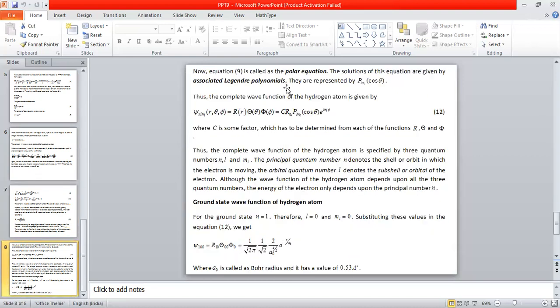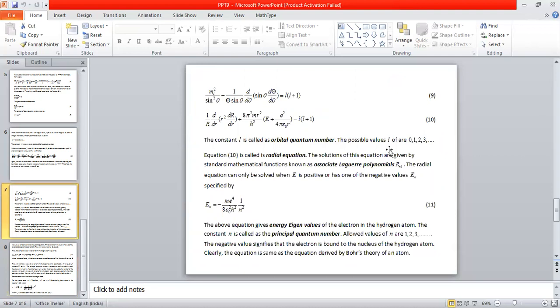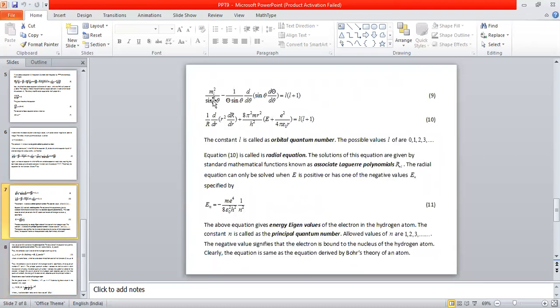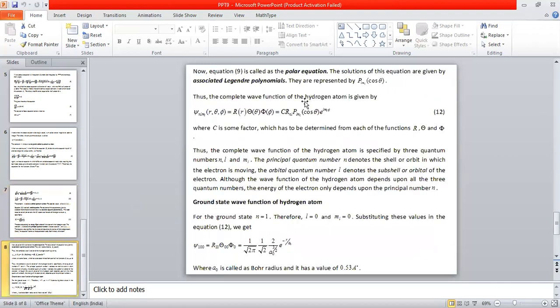Once we obtain the solutions, we are going to get a set of polynomials, and these polynomials are called associated Legendre polynomials. Just like in the previous case, the solutions of equation 10 are called associated Laguerre polynomials. Equation 9 is the polar equation, and equation 10 is the radial equation.